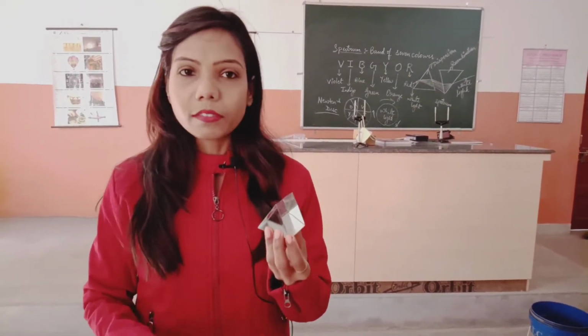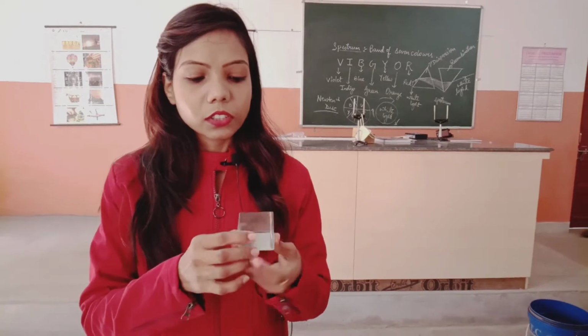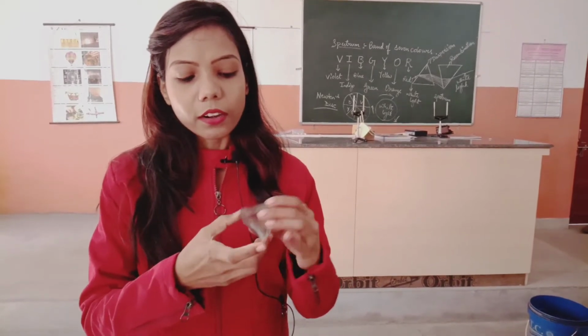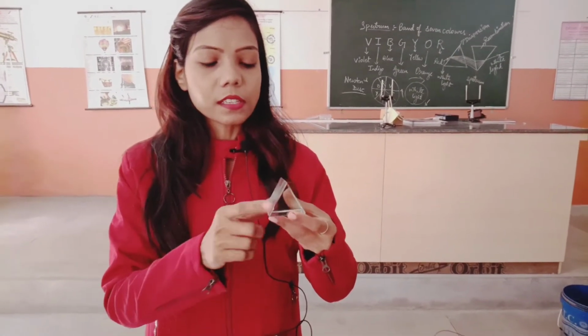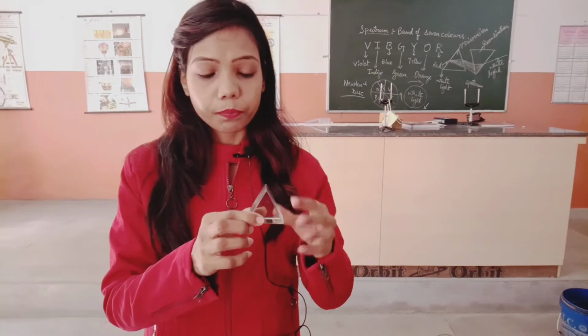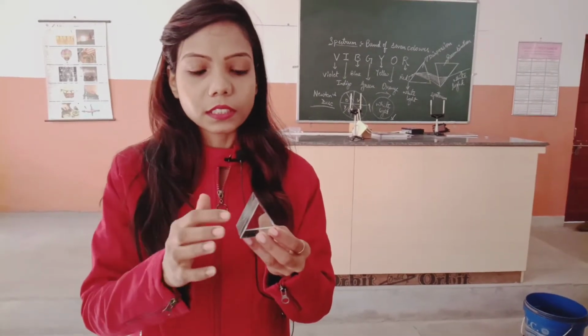It has got 5 surfaces in which 3 surfaces are rectangular shaped. These 2 are the triangular faces and these 2 lateral surfaces are rectangular in shape. These 2 lateral surfaces only participate in the dispersion of light.